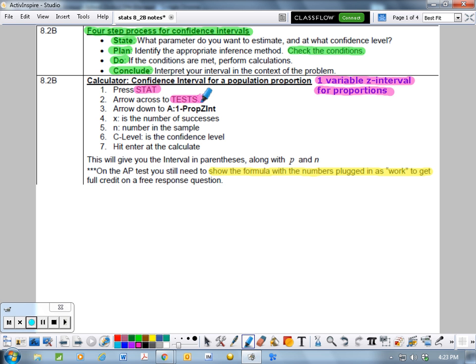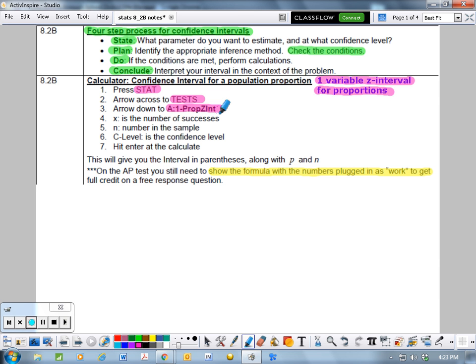Why don't you want to use that all the time? Because a lot of times on the free response, they want to see all those bits and pieces. And if you don't show them that stuff, you're not going to get full credit. So we go down to one prop z interval. So it's a one sample proportion z confidence interval. Z because we use z intervals when we work with proportions. And we always use z's with proportions, and you'll learn that later.